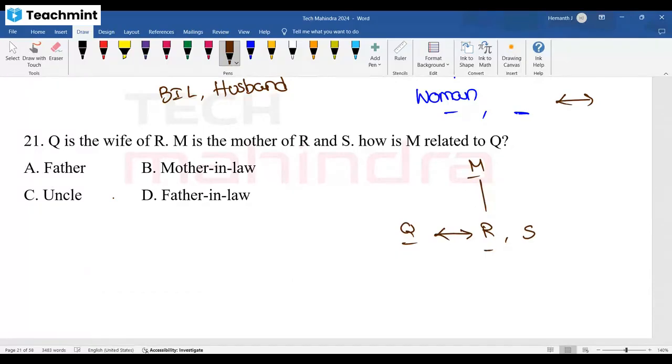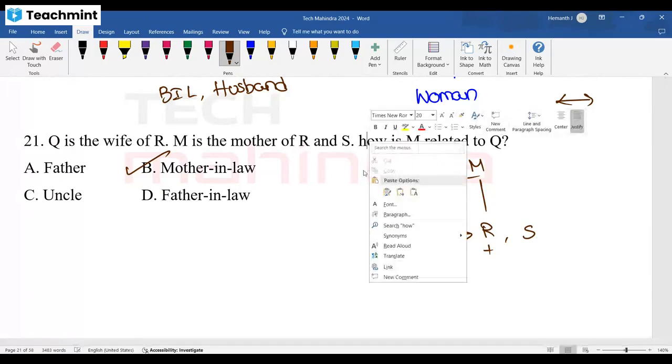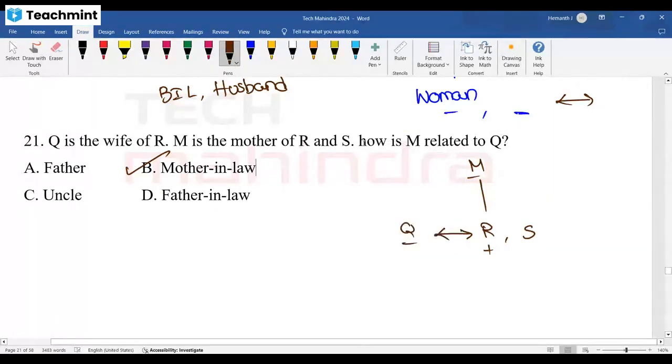Okay, so husband's mother is mother-in-law. Q is wife of R means R is husband of Q. M is mother of R. So spouse's mother is mother-in-law. How is M related to Q is nothing but mother-in-law. Right? So blood relation also you just look into that.